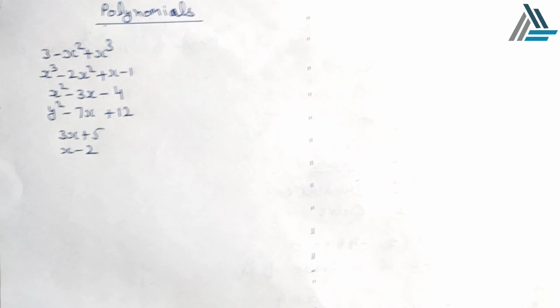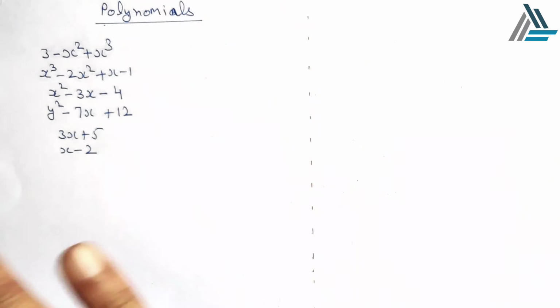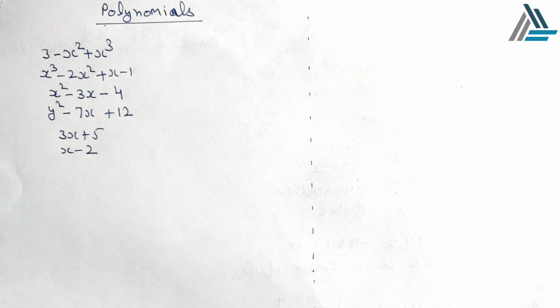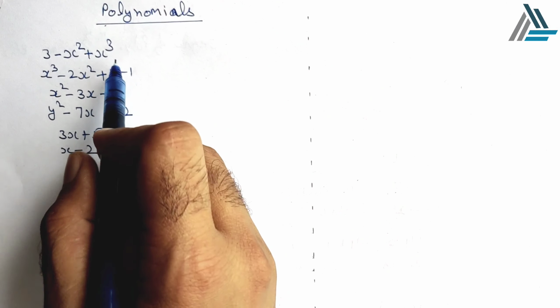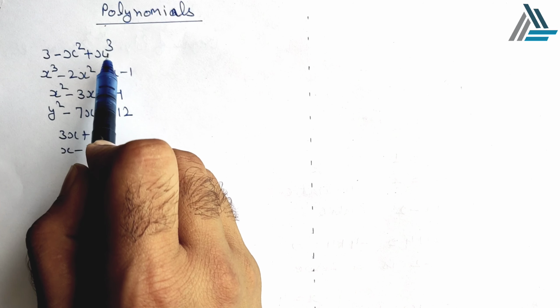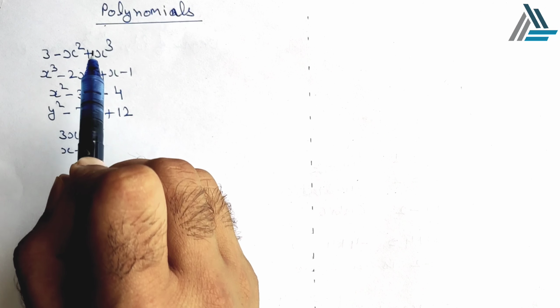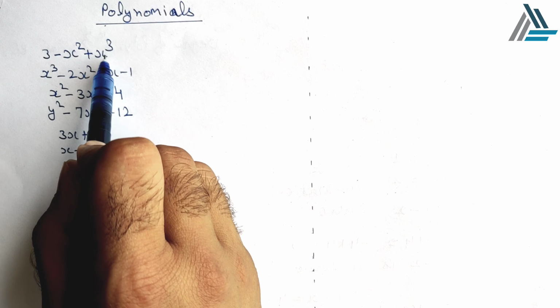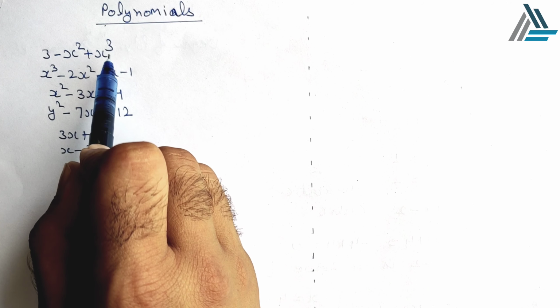In this video we are going to discuss the degree and zeros of the polynomial. In a polynomial, the highest power of the variable is called the degree of the polynomial.